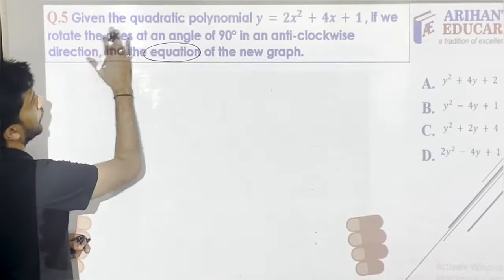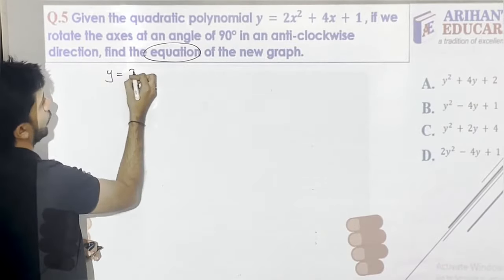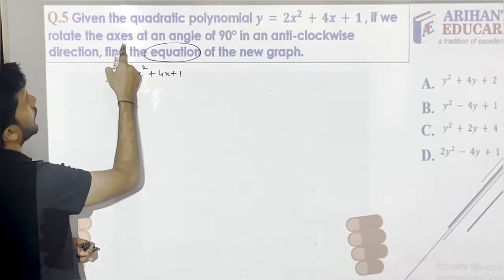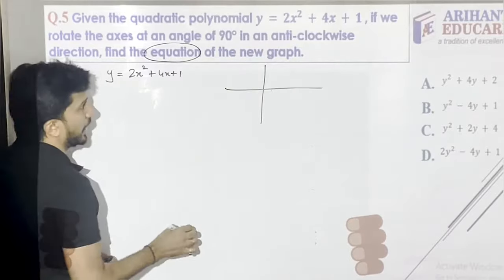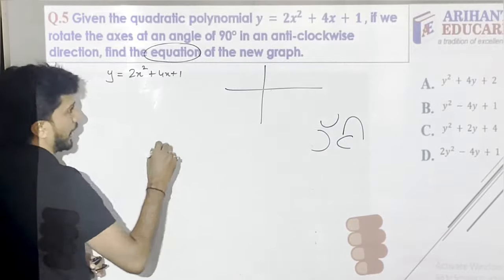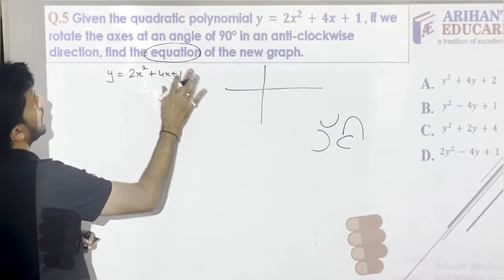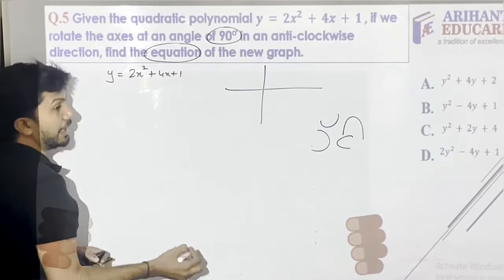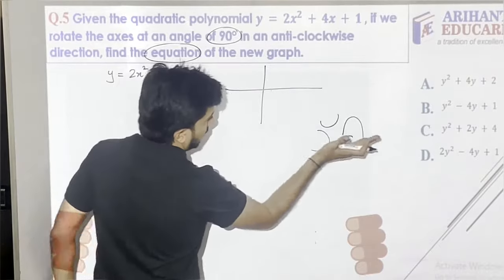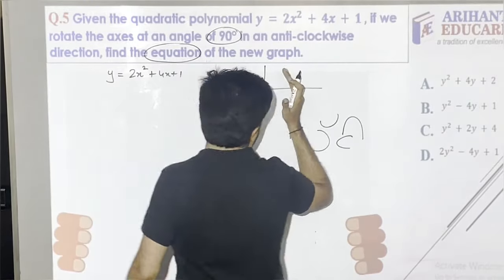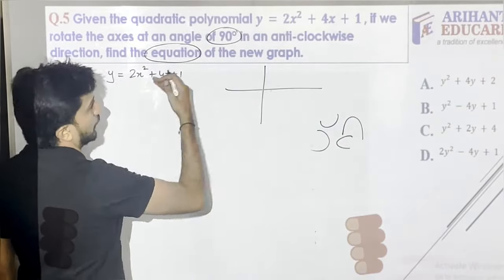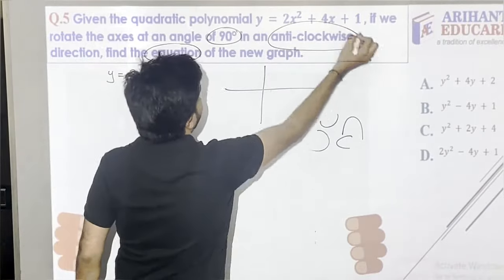Let's have the board. The given quadratic polynomial is y equals 2x square plus 4x plus 1. If we rotate the axes, here is my Cartesian plane. Any equation can be plotted on the graph in either this manner or that manner, whatever manner, but any equation can be plotted on the graph. Now, if these axes are shifted by 90 degrees, you know how, in your gallery, you can switch the photos by 90 degree rotation. So if it is upright right now, 90 degrees will be like this, a further 90 will be like this, another 90 will be like this, and the original will come back to this. So we are shifting directly by 90, 90, 90, but in an anti-clockwise direction.